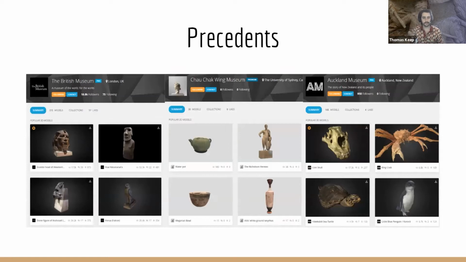The project follows on from similar work undertaken by cultural institutions across the globe. Within Australasia, similar work has been undertaken by the Chau Chak Wing Museum of the University of Sydney and the Auckland Museum, although the Auckland Museum output is much more focused on natural history. More and more major and minor institutions have been making photogrammetry and online accessibility a priority, and the need for such access has been, I would say, made abundantly clear with the restrictions imposed by the COVID pandemic.